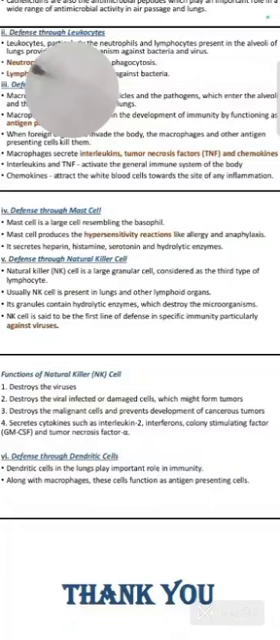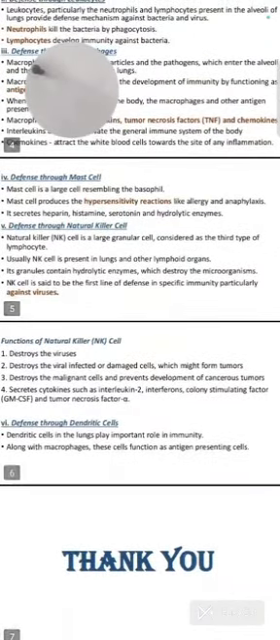The last one is defense through dendritic cells. Dendritic cells in the lungs also play an important role in immunity. Along with the macrophages, these cells also function as antigen presenting cells. So that's all about the defense mechanism.